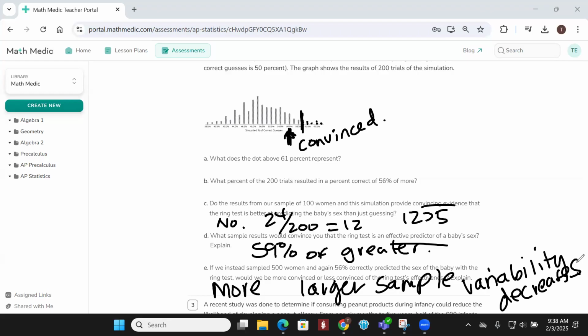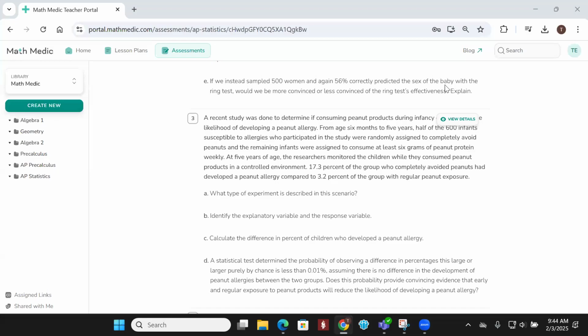Okay, try number 3. All right. So we're talking about consuming peanut products. Okay. We're talking about peanut allergies. They monitored children. 17.3% of the group who completely avoided, and then 3.2% who had regular exposure. What type of experiment is described?